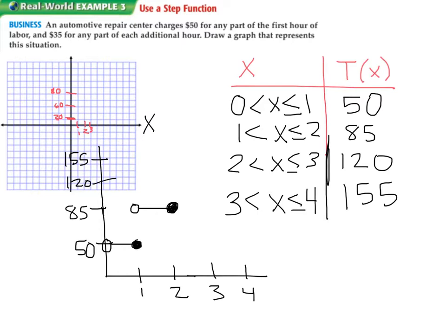Between 2 and 3, we're all the way up to 120. It's an open circle on the 2, a closed circle on the 3, and a line over. And then the same thing for between 3 and 4. So that gives you a clear view of what that's going to look like.